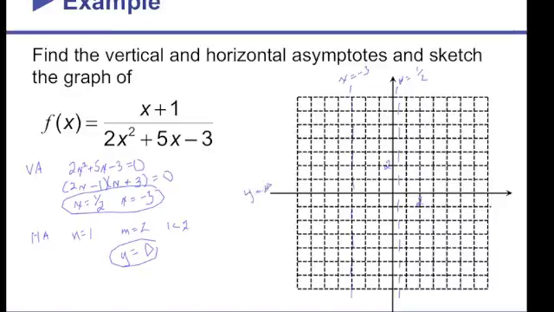Now, the rule with graphs is that a graph can never cross a vertical asymptote. It will never cross a vertical asymptote. Sometimes the graph does cross the horizontal asymptote.